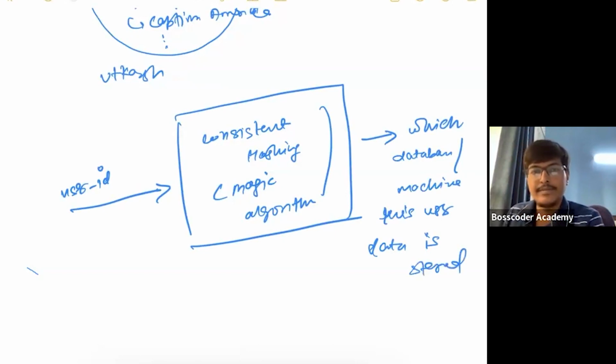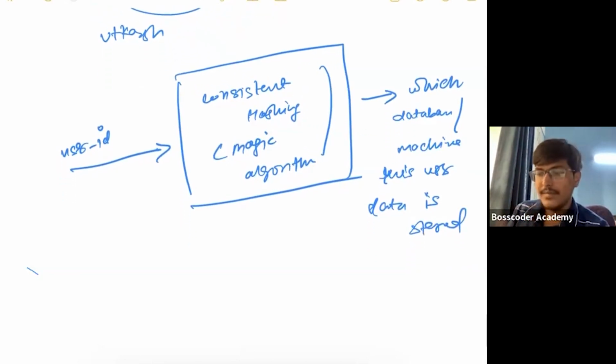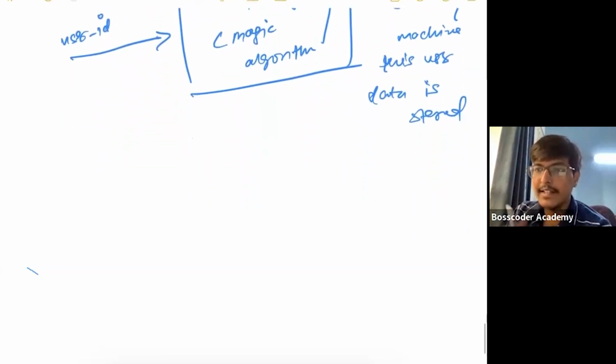Think of it like a magic box, right? Okay, clear? Everyone clear? Do a Google search and you will find what it is. Okay, so now this is clear. Great. Now we know that we will shard based on user ID, which is very, very good.